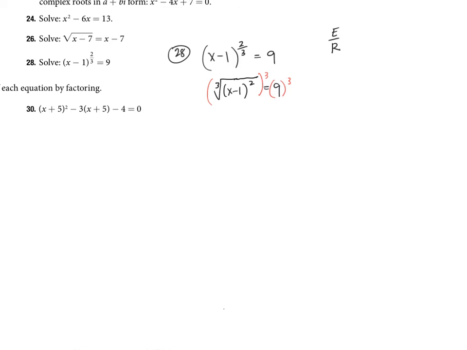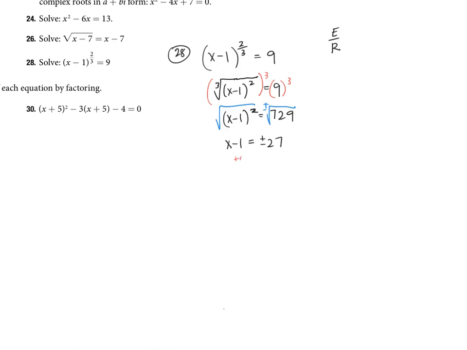So the cube will get rid of the cube root. So I'll have x minus 1 squared is equal to 9 cubed. 9 cubed is 729. Now the next thing you want to do is get rid of the square. So you're going to take the square root of both sides. Don't forget to put plus or minus. So the square root undoes the square. So you get x minus 1 equals the square root of 729, which is 27. So that'll be plus or minus 27.